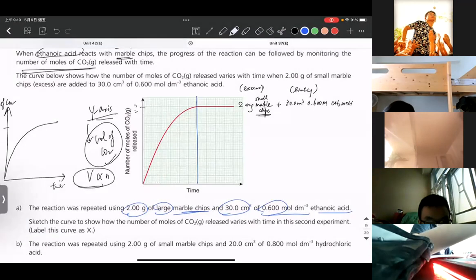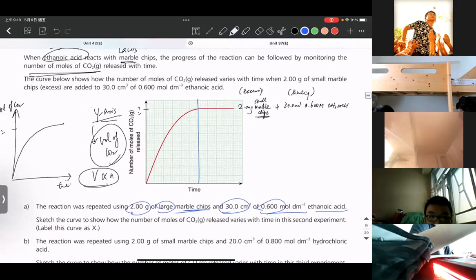Again, two ways to answer, right? First of all, how does this affect the rate of reaction? With this policy, you change. What is the difference between them? 2 grams of small marble chips, 30.0 cm cube, 0.60 molar, right? Because you have so much information here, you are going to opt one out. Tell me what is the difference in the data.